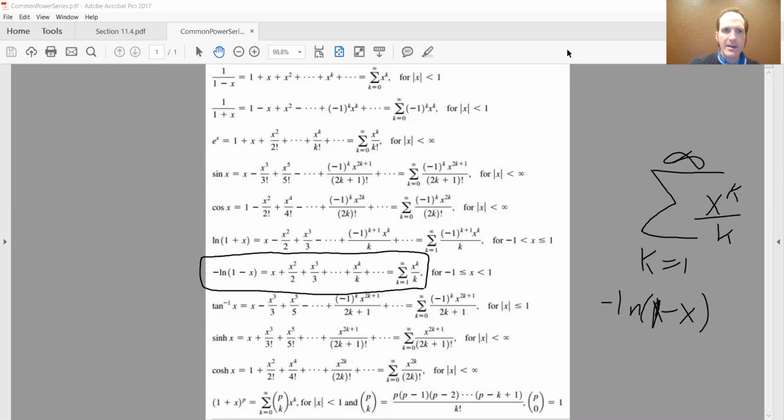All right. By the way, this expression comes from the integration of that expression. So I integrate 1 over 1 minus x and I get negative natural log of 1 minus x.